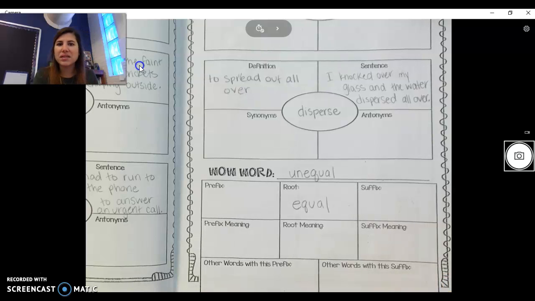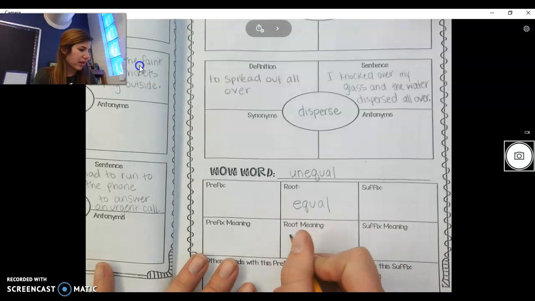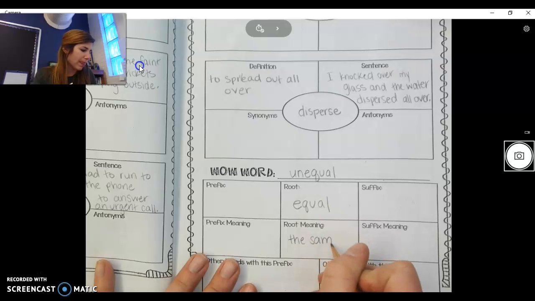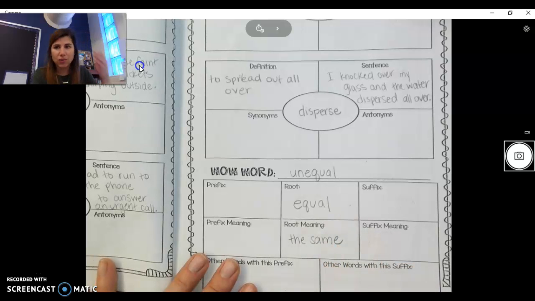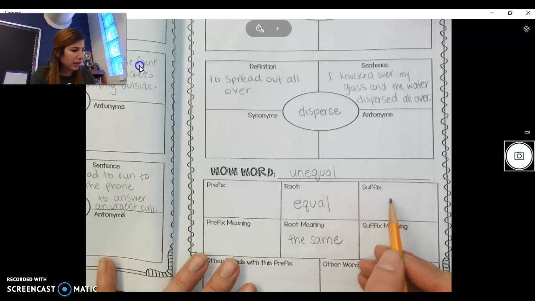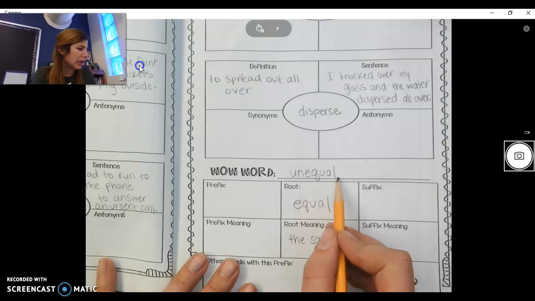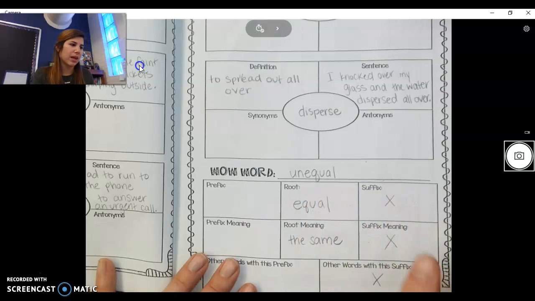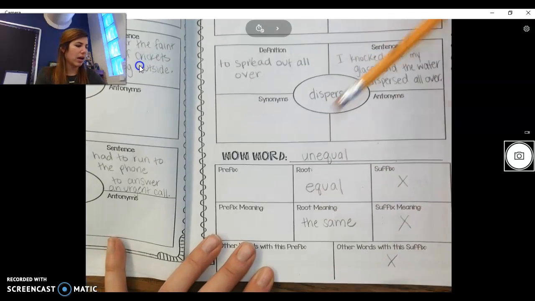Okay, so I'm thinking, what does equal mean? From my experience, equal usually means the same. So when two things are the same, especially in math, we would say they are equal. Okay? From here, we're going to take a look and say, okay, equal, our root word, it does not have a suffix on the end, so we can go ahead and mark out these three boxes. And then we're going to focus on the prefix.